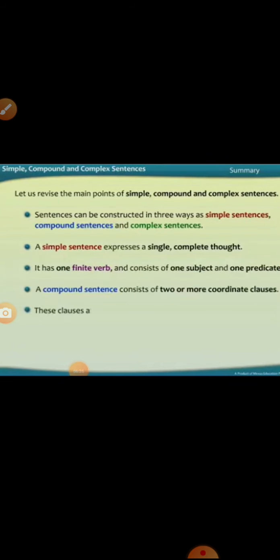So let us revise what we have learned today. We learned about three types of sentences: simple, compound and complex sentences. Sentences are constructed in three ways and they are simple, compound and complex. A simple sentence expresses a single complete thought. It has one finite verb, that is, it has one subject and one predicate.